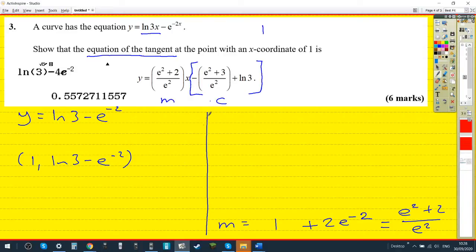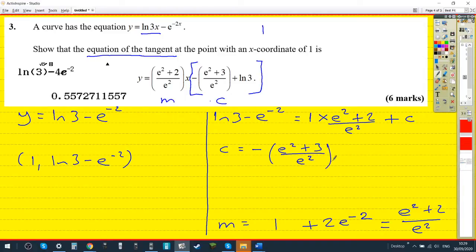So that would be ln 3 minus e to the minus 2 equals 1 times e squared plus 2 over e squared plus c. And when you solve that, what value do you think you'll get for c? Minus bracket, e squared plus 3 over e squared, plus ln 3. Yeah.